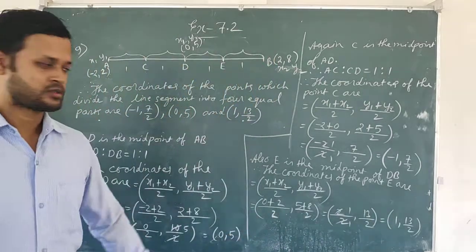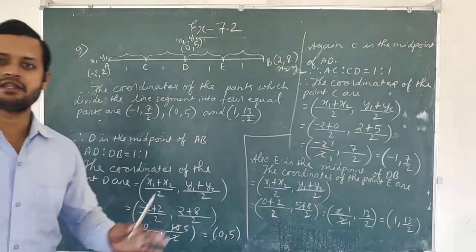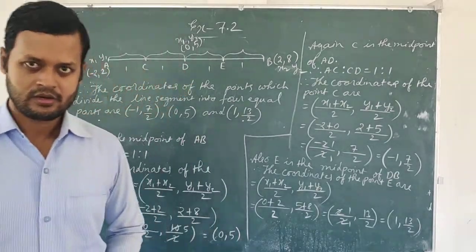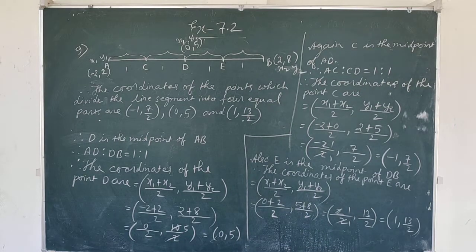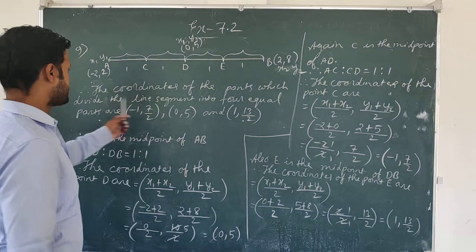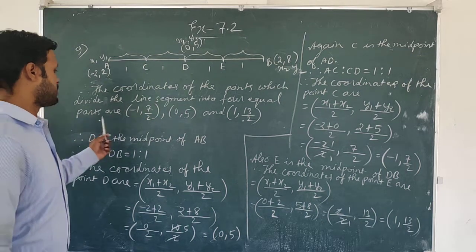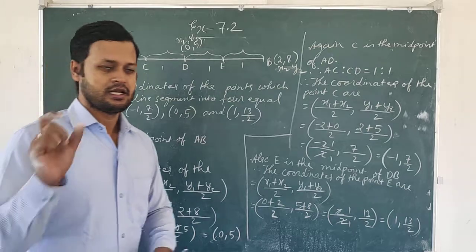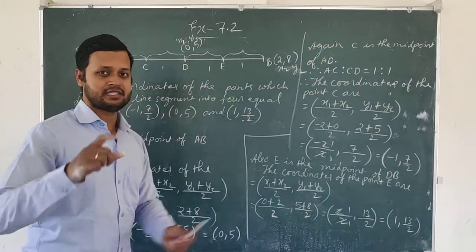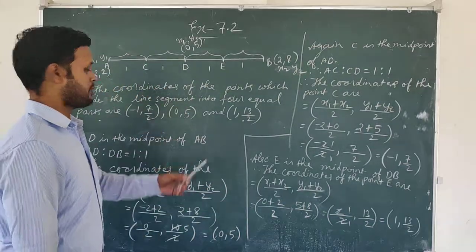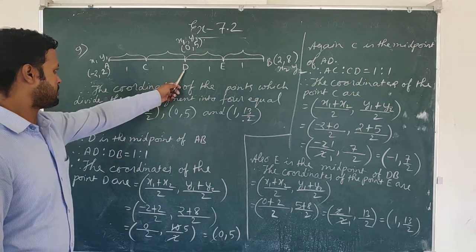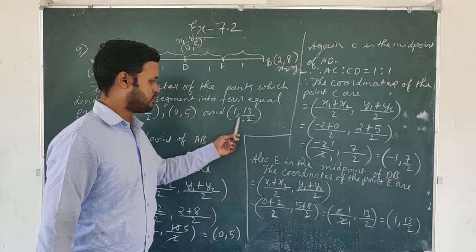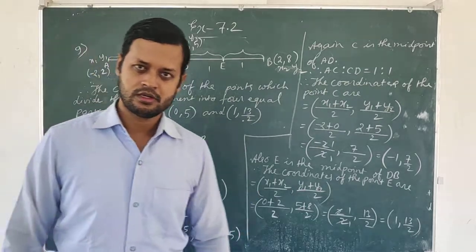Is it okay? So this is how this sum can be done in a very easy way. So then, students, the points which divide the line segment into 4 equal parts are 3 points. These 3 points will divide the line segment into 4 equal parts. The coordinates of the point C will be minus 1, 7 by 2. Of the point D will be 0, 5. Of the point E will be 1, 13 by 2. Is it okay? Thank you.